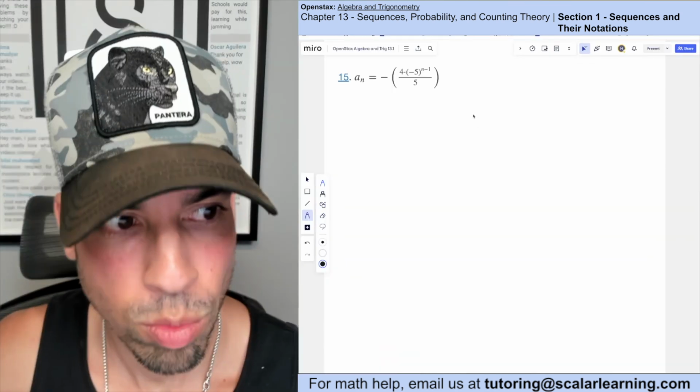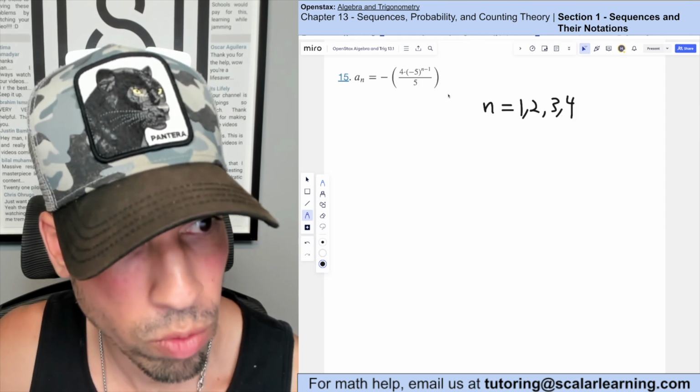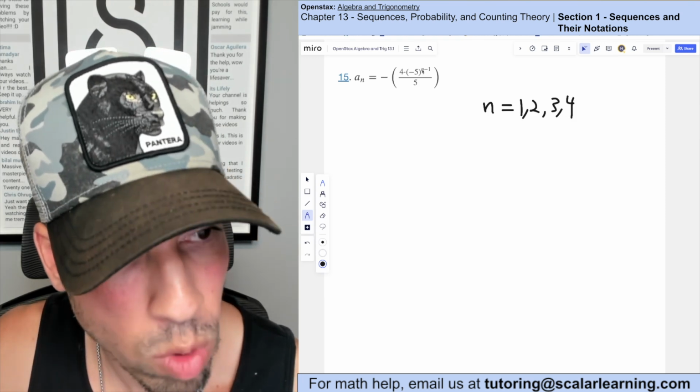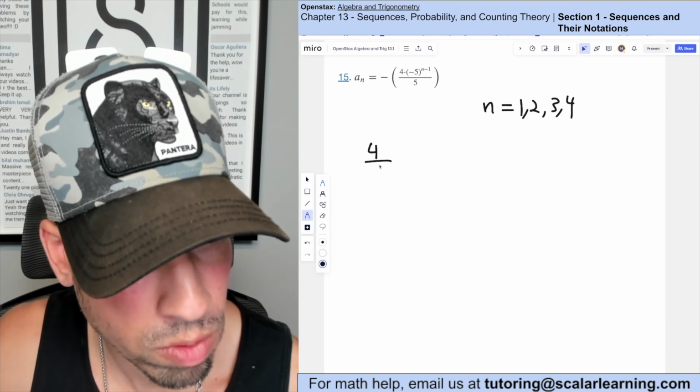Done. For this one, we're going to plug in n is equal to 1, 2, 3, and 4 to get those first 4 terms. So plug in 1. 1 minus 1 is 0. Negative 5 to the 0th is 1. So we get 4 over 5 for that first term.